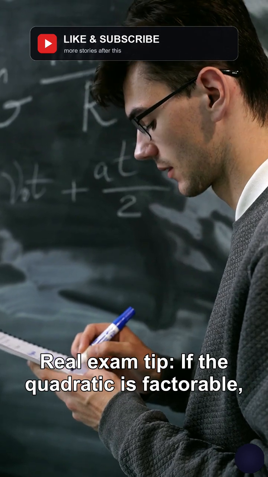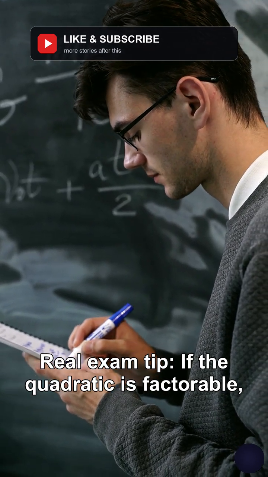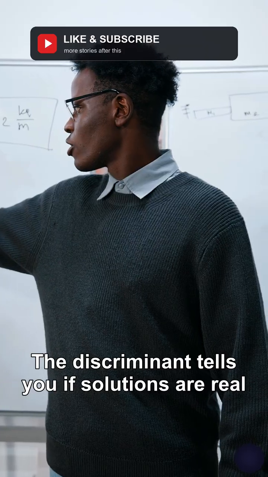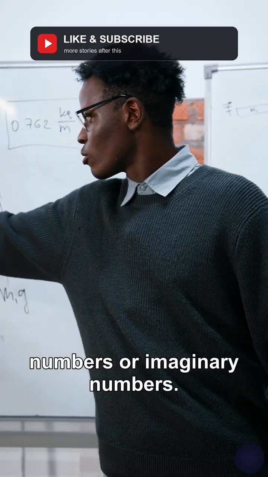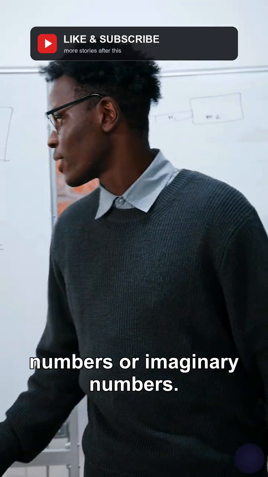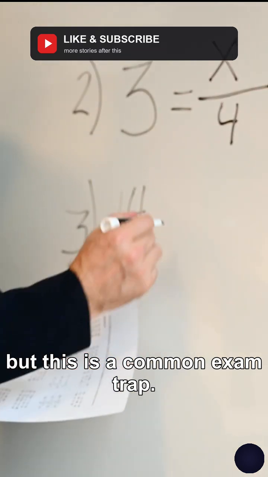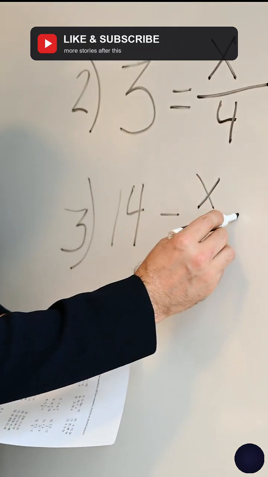Real exam tip: if the quadratic is factorable, skip the formula, but only if it's simple. The discriminant tells you if solutions are real numbers or imaginary numbers. A negative discriminant means no real solutions, but this is a common exam trap.